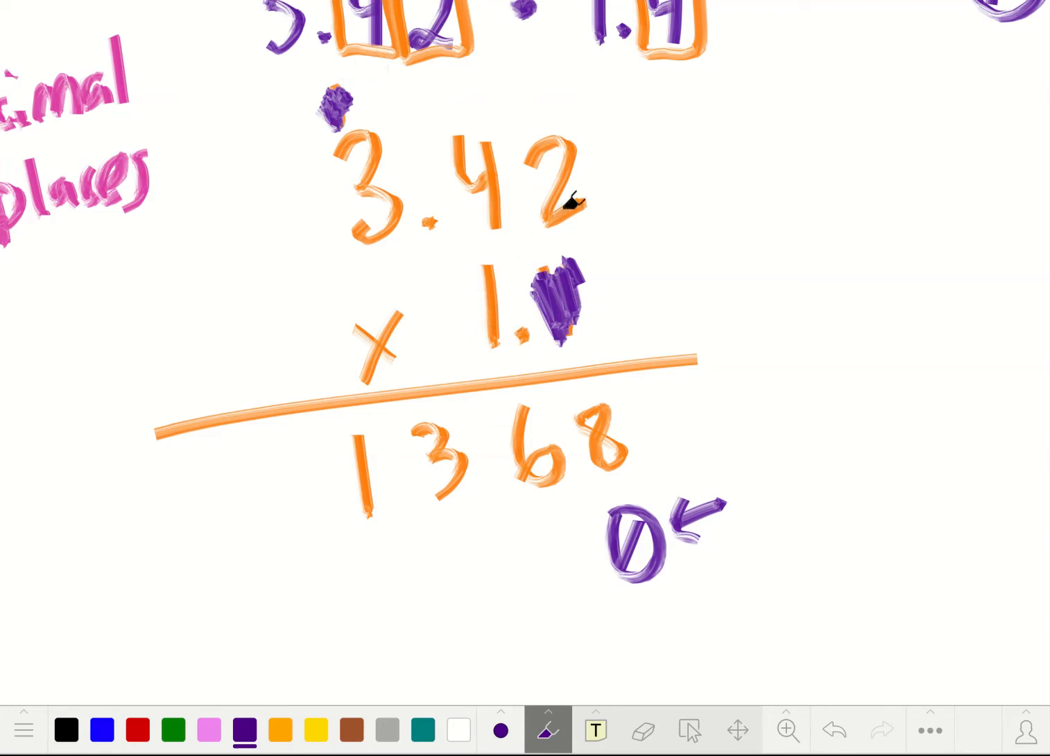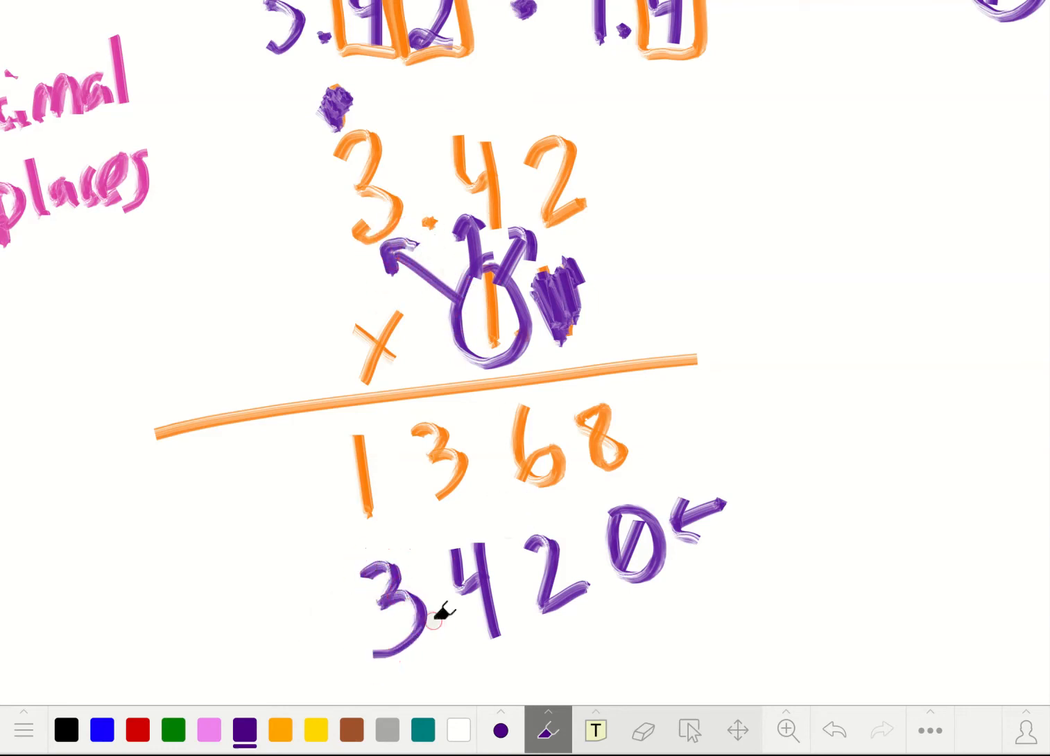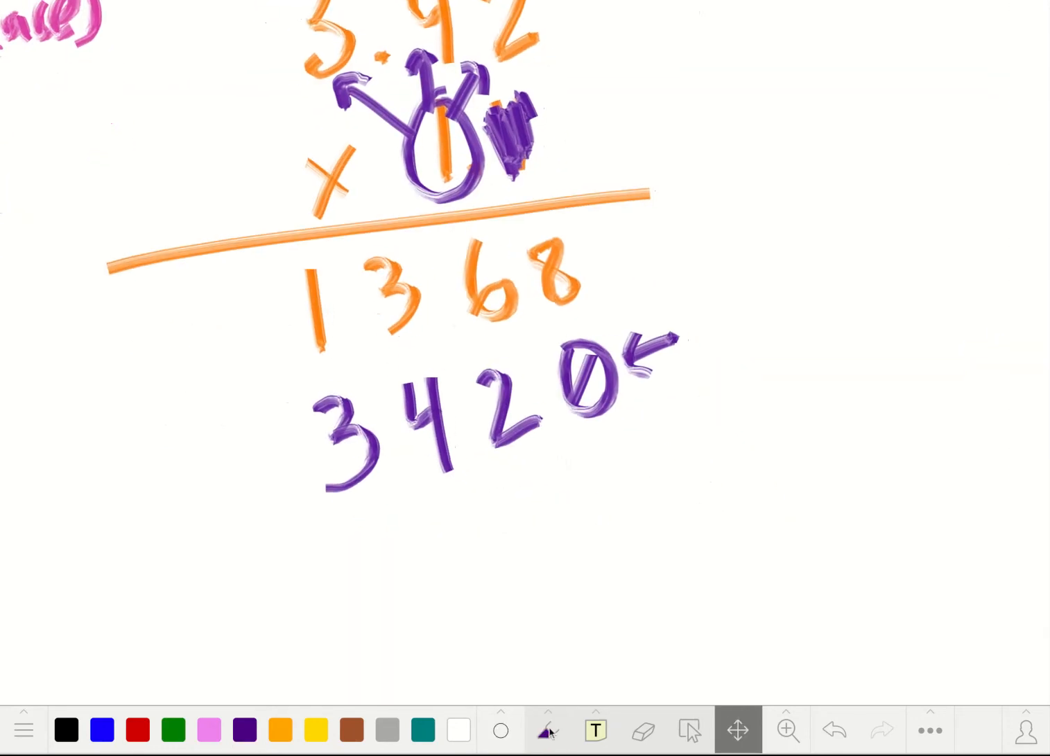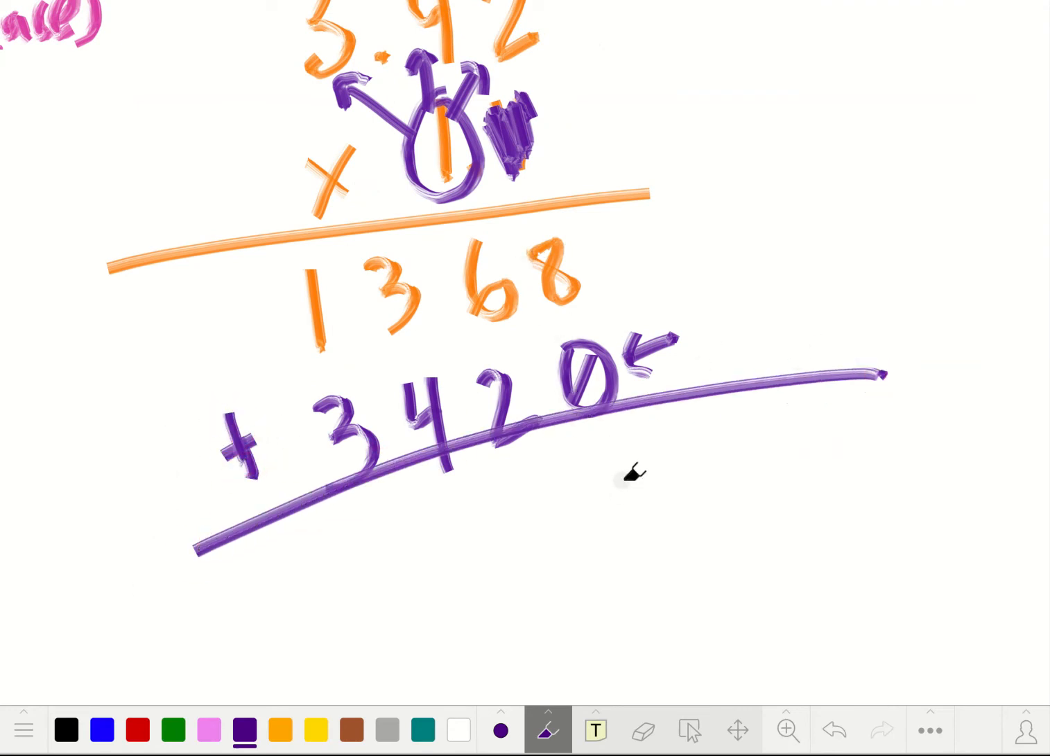So now we have 1. We're going to do 1 right here times 2, which is 2. And then 1 times 4, which is 4. And then 1 times 3, which is 3. And then finally, we're going to add these two. So we have 8, 8, 7, and 4.